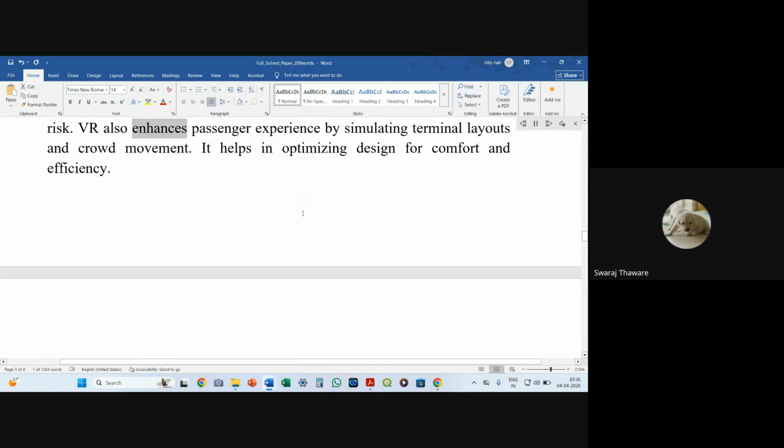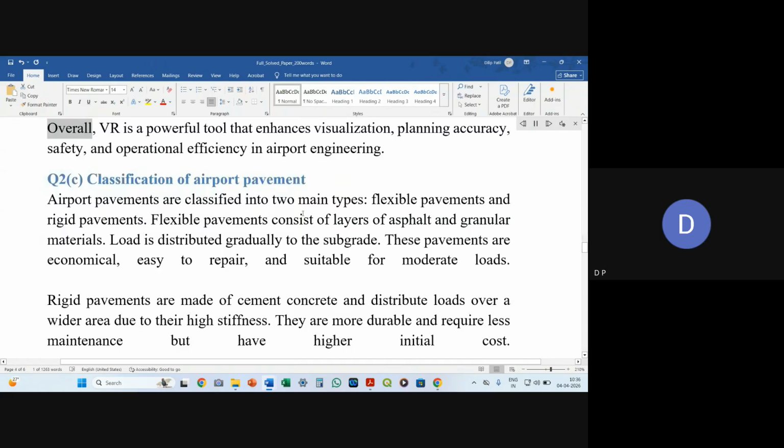VR also enhances passenger experience by simulating terminal layouts and crowd movement. It helps in optimizing design for comfort and efficiency. Overall, VR is a powerful tool that enhances visualization, planning accuracy, safety, and operational efficiency in airport engineering.